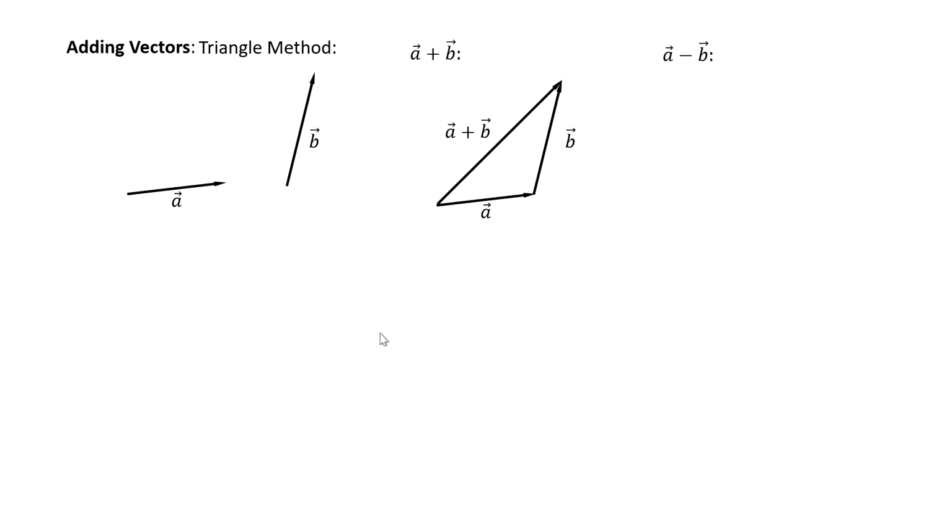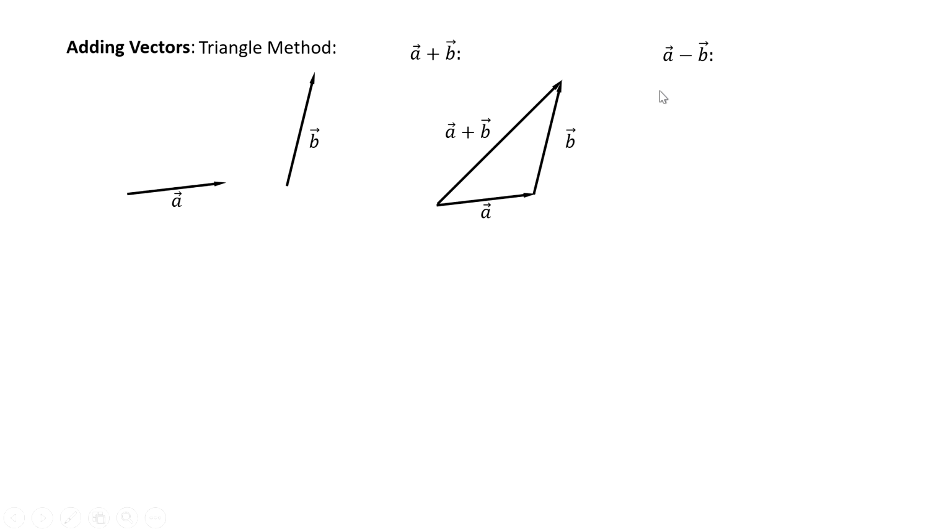Cool. Now, what's that? A minus B. Yikes. Can you subtract a vector? If you can add vectors, can you subtract vectors? Of course you can. But how? Well, A minus B, can I think of this as A plus negative B? The moment I think of A minus B as A plus negative B, I'm in business.